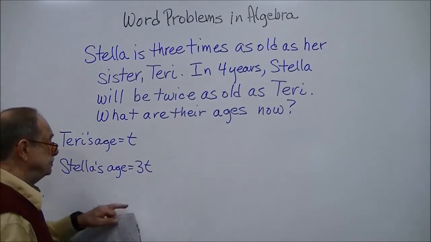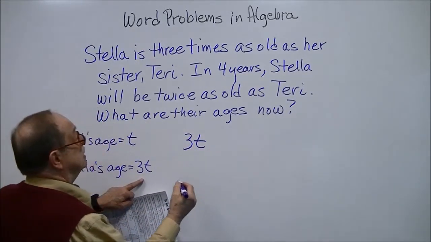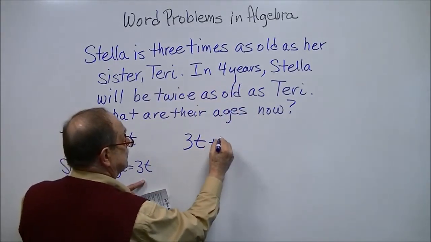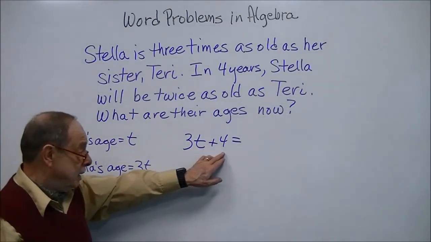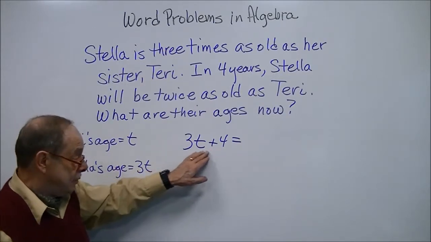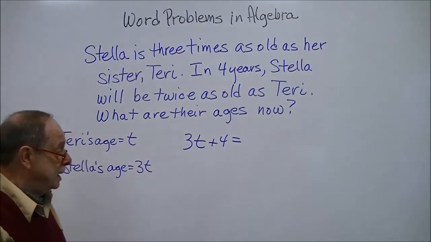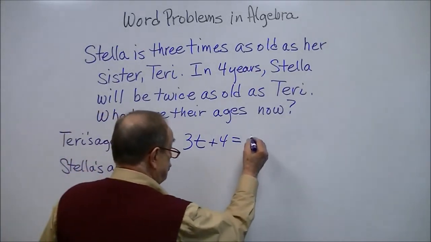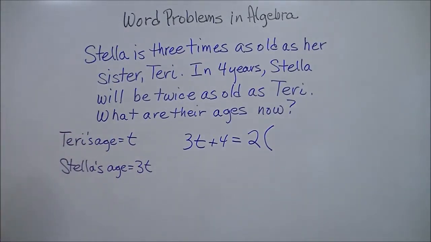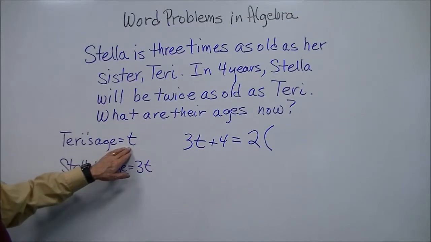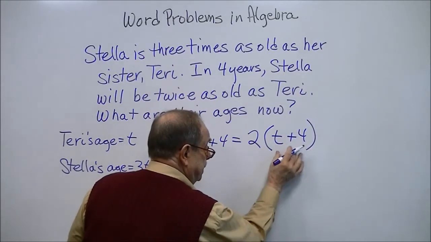Now what they're saying is Stella's age, 3T, in 4 years. So if this is Stella's current age, in 4 years that would be the sum of her current age and 4 years more. They're saying that will be twice what Terry's age will be in 4 years. Now, Terry's age is T right now, but in 4 years, this is what it will be.